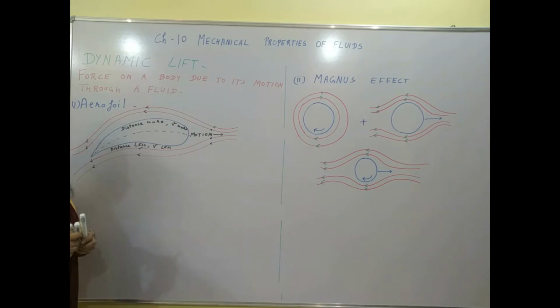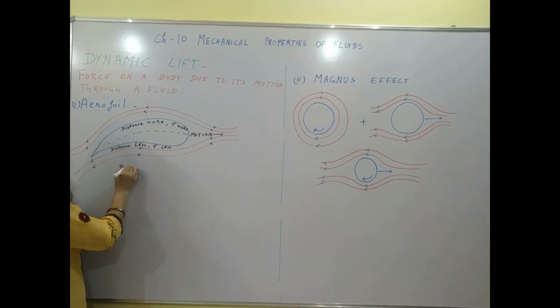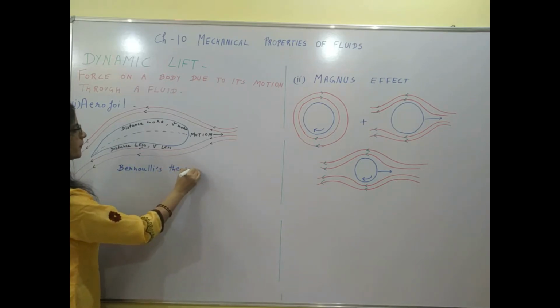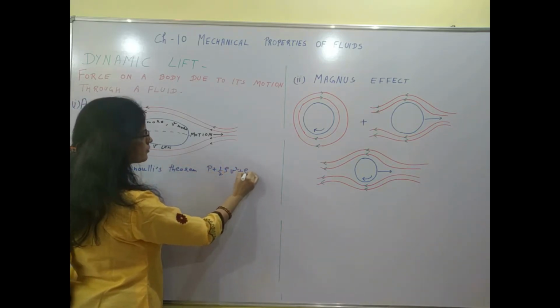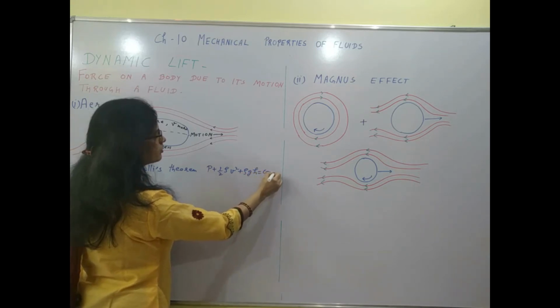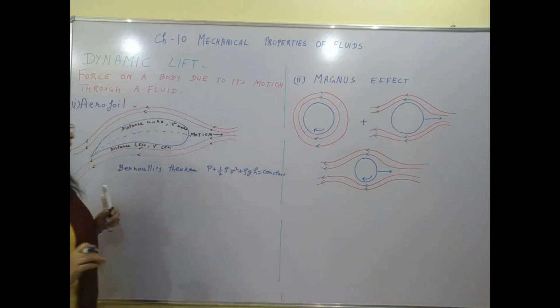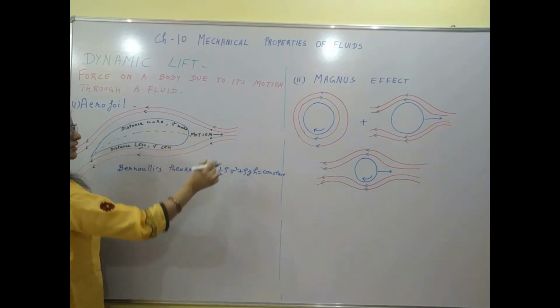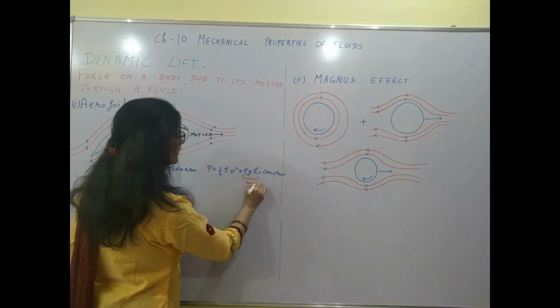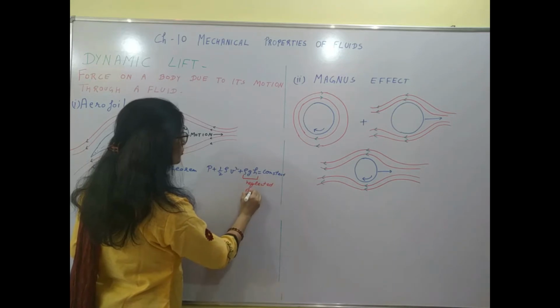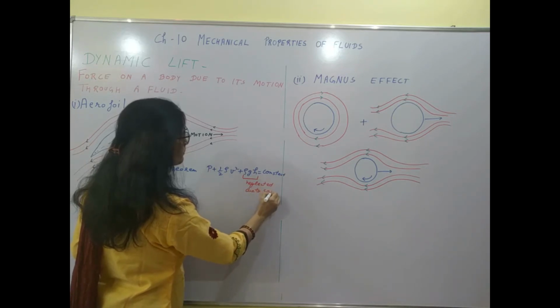Now if we apply Bernoulli's theorem over here, because this is an application of Bernoulli's theorem, we know that it is P plus half rho V square plus rho g h is equal to constant, right? But if this is considered at nearly the same level, then we can neglect the term containing height. So this will be neglected due to the same height.